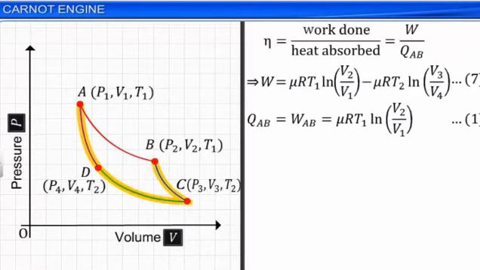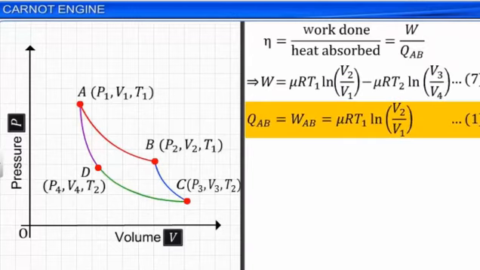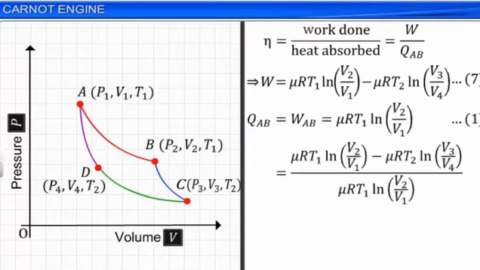Substituting the values for W and QAB from equations 7 and 1, and on further simplification, we have eta is equal to 1 minus T2 by T1 into ln of V3 divided by V4 by ln of V2 by V1. Let this be equation 8.